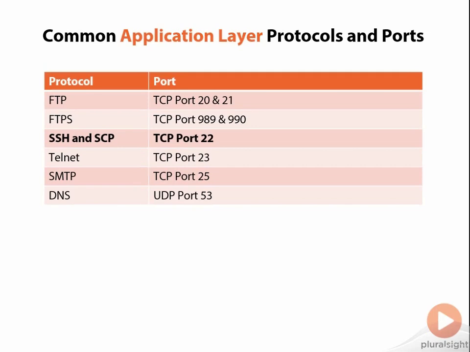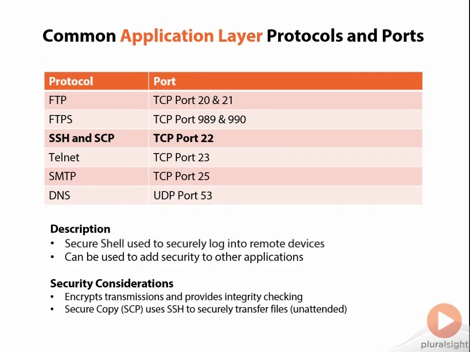The next one is SSH and SCP, and that is Secure Shell or Secure Copy. SSH uses TCP port 22, and it is a way to log in remotely to devices: routers, switches, servers, storage arrays, things along those lines. A lot of different types of devices can be logged into via SSH, and it is just a secure way of accessing those devices. Telnet, which is the next one here, is something similar, but it's not secure. Again, it's sent in plain text. SSH again uses TCP port 22.